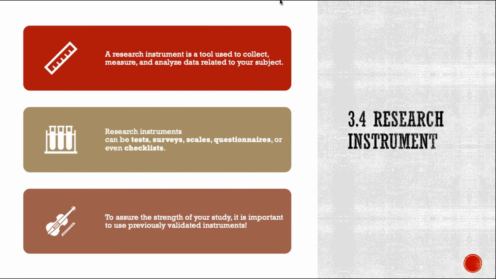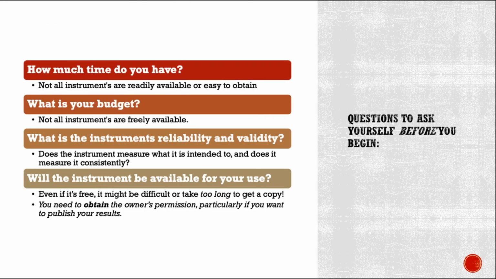Then, what is a research instrument? A research instrument is a tool used to collect, measure, and analyze the data, or what we call a questionnaire, right? A research instrument can be a test, survey, scale, questionnaire, or even a checklist. To measure the strength of your study, it is important to use a previously validated instrument. If you can find previous research that has a validated questionnaire, that's fine. But sometimes even if you find a validated questionnaire, you cannot take it 100%. You must adopt it and adapt it to your study.